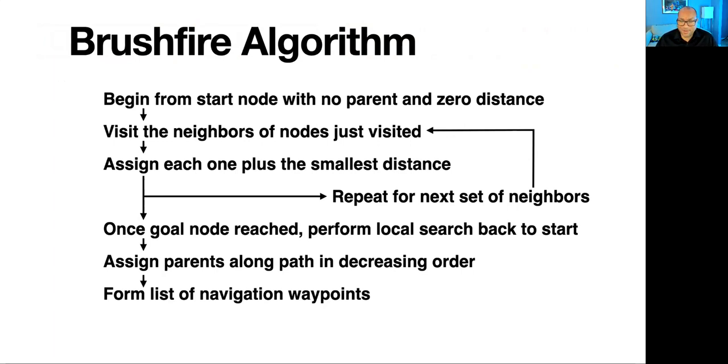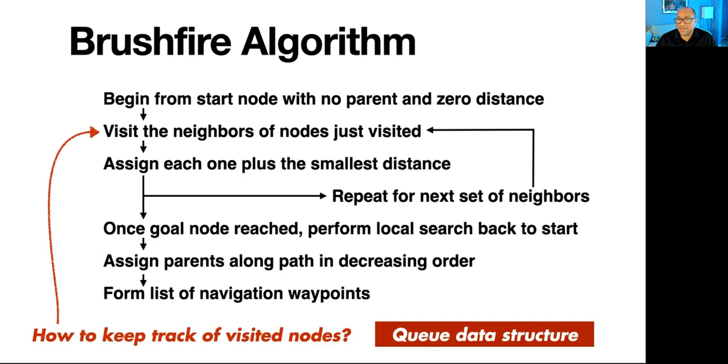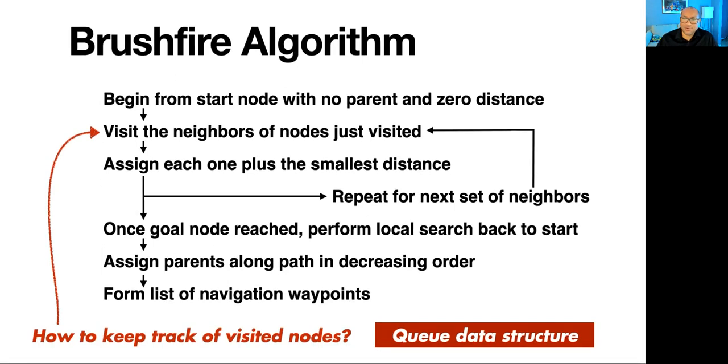There are a couple things I didn't say about this. One of those is: how do we keep track of the nodes that we've visited? We just kind of magically said, let's visit these nodes, but how do we actually do that? There's one structure that allows us to do this in a pretty nice way, and that's using a queue data structure.